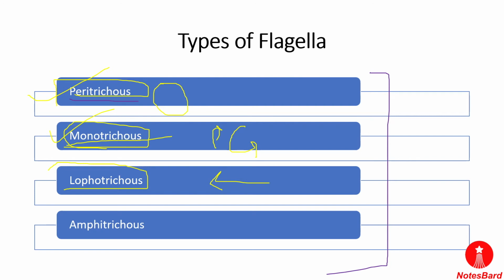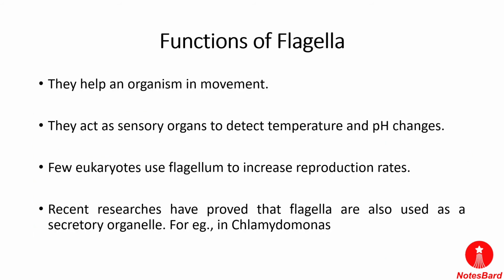Then the amphitrichous, that is a single flagellum on both the ends of the organism. They are known as polar, and they can rotate in both directions, that is in the clockwise as well as in the anti-clockwise direction. And the clockwise movement moves the organism in the forward direction, and the anti-clockwise moves to the backward direction. So clockwise will move it to the forward, and the anti-clockwise will move it to the backward.